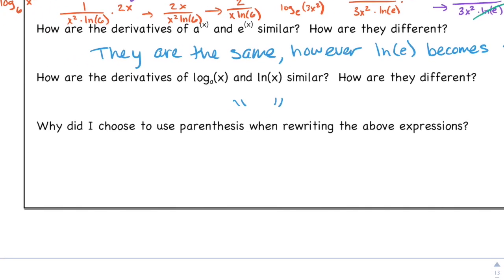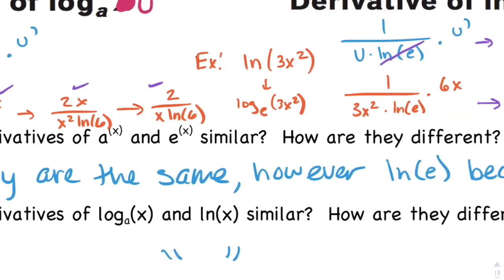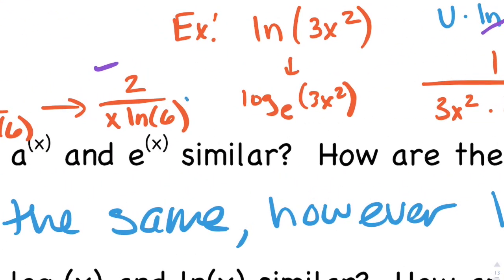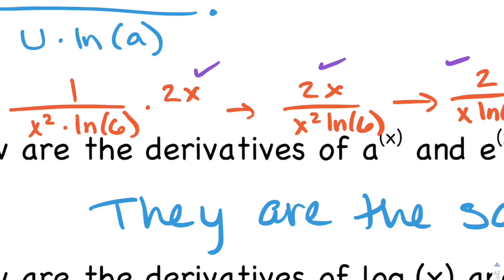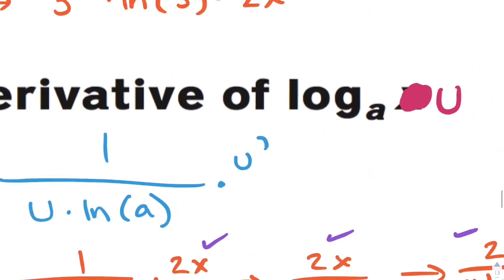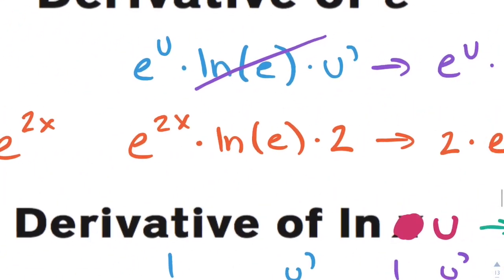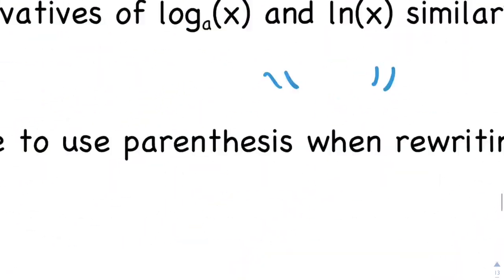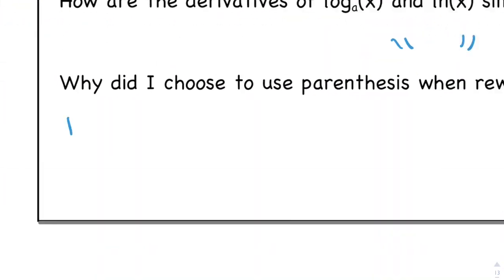Why did I choose to use parentheses when rewriting the above expressions? You'll notice I do this. See the parentheses here? That's because it's a function within. It's ln, not ln times 6, it's ln of 6. Just like it's ln of 3, ln of e. So we're going to say, because it is a function, because it is an inner function.